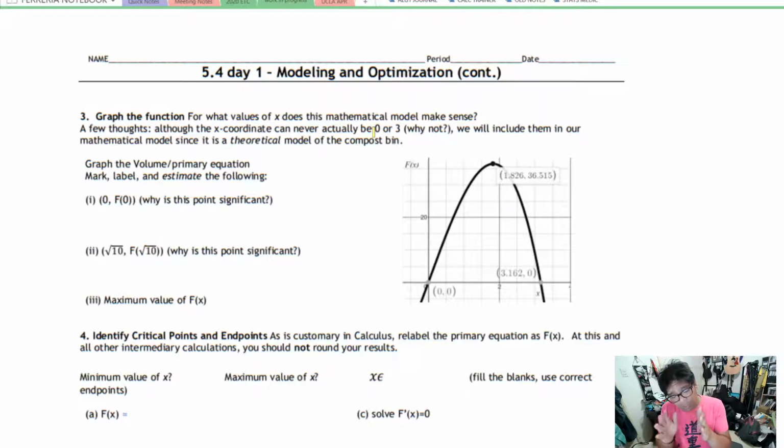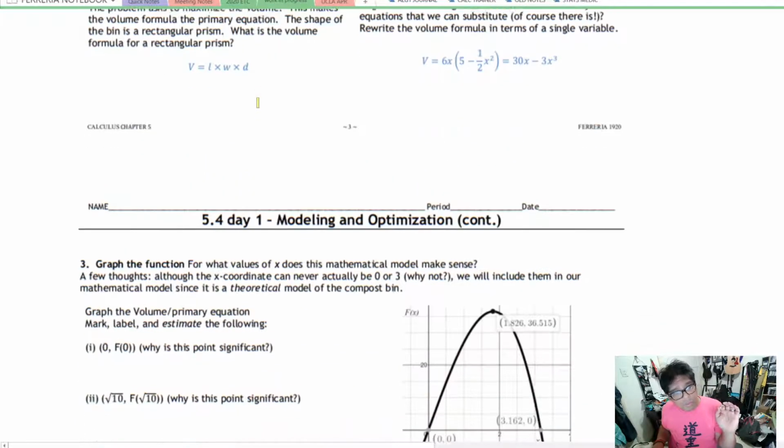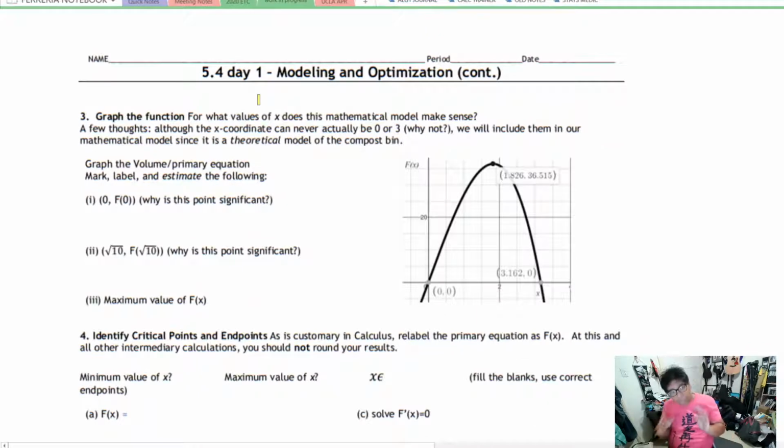If the compost bin has a width of, or half the width is 3, that means the entire width is 6. Well, what's wrong with 6? Well, if the entire width is 6, let's go back to our equation here. If this entire width is 6, what's the length of this going to be? It has to be the parabola, and the parabola meets the x-axis at 3 and negative 3 when the length is 6. So that would mean that we have a parabola with 6 in length and 0 in width. And what the heck does that mean? So we can't actually get to 0 and 3.